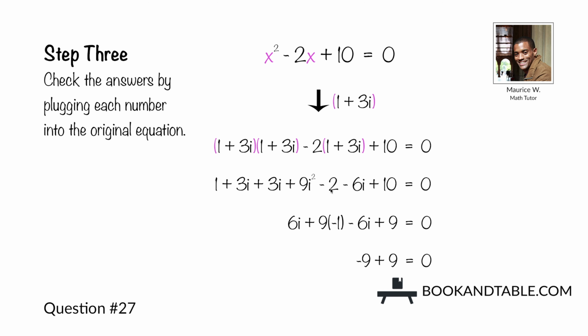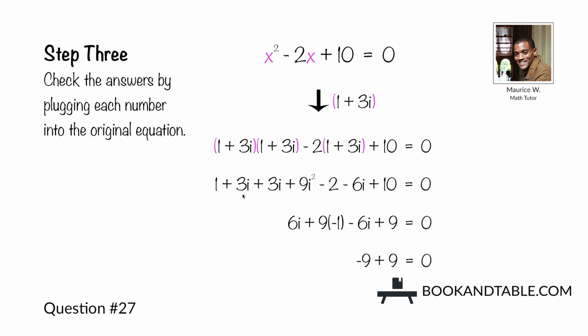-2 times 1 is -2. -2 times 3i is -6i. Plus 10 is equal to 0. Then we get 1 minus 2, which would be -1. Plus 10 would be positive 9.